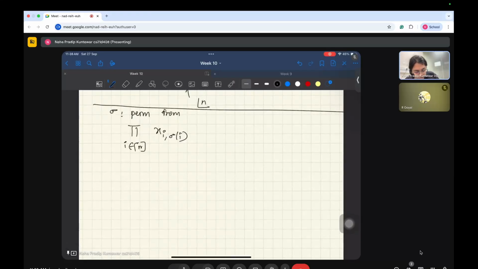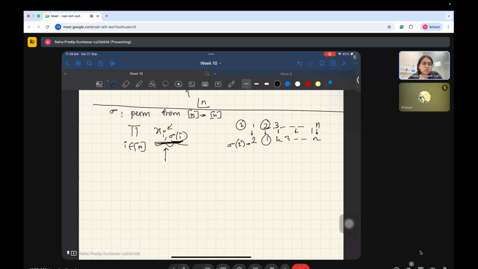So sigma is a permutation from n to n. What it does is, you have 1, 2, 3, 4 and so on, and it gives some ordering to them, some kind of a mapping, maintaining that it's a permutation. Now what does this denote? Basically this denotes that 1 goes to sigma of 1, which is 2. 2 goes to sigma of 2, which is 1.